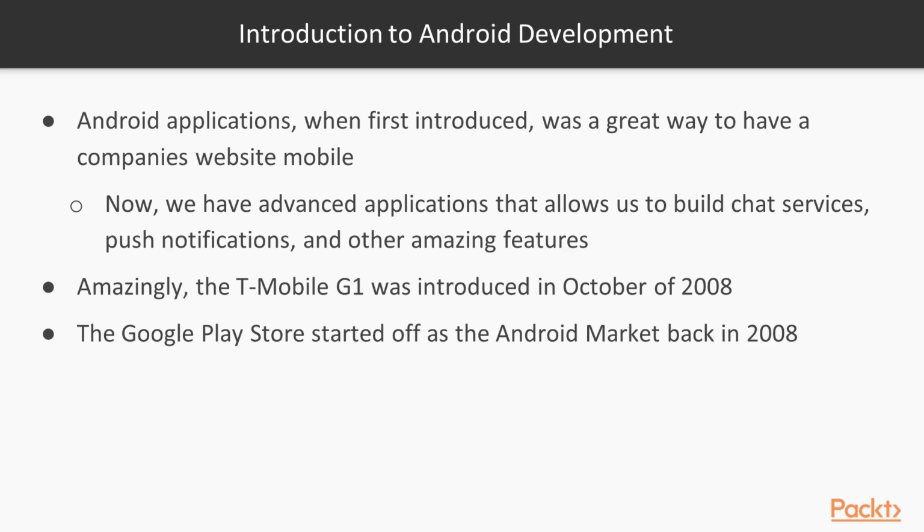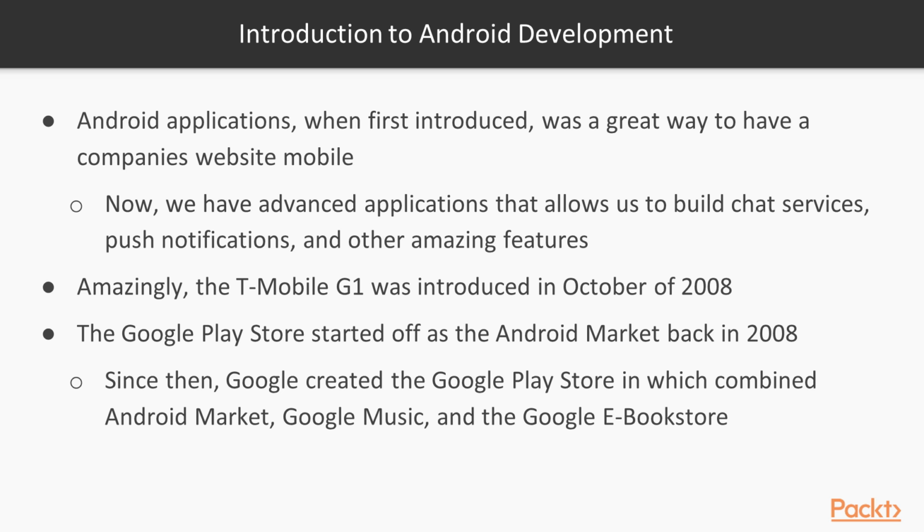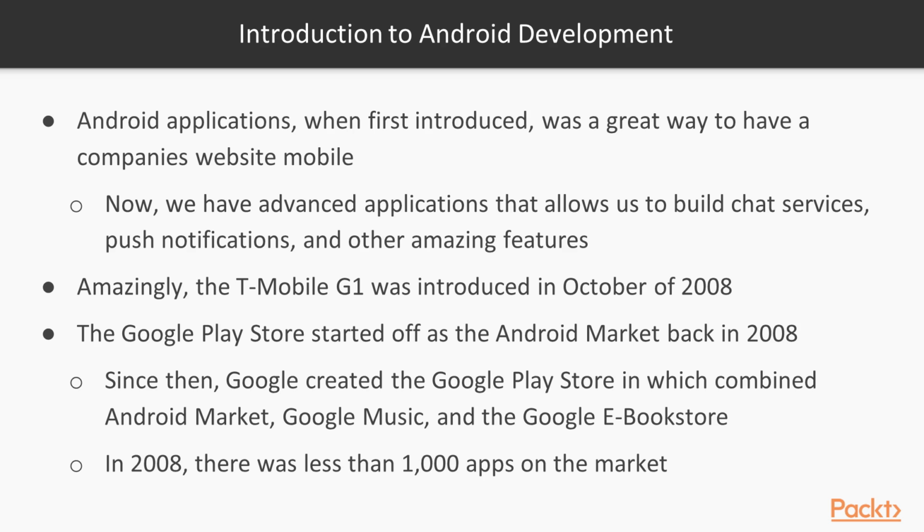The Google Play Store actually started off as the Android market back in 2008 when the T-Mobile G1 was introduced. And since then, Google created what we call now the Google Play Store. Now this allows them to combine the Android market, Google Music, and the Google eBook Store. Now back in 2008, there were fewer than 1,000 apps on the market. Today, we have millions.